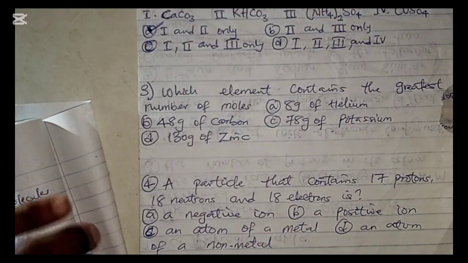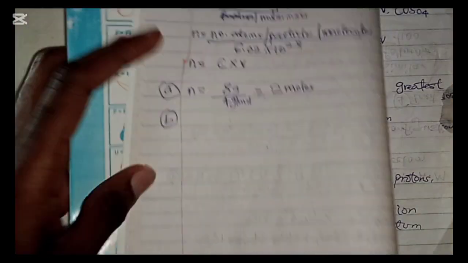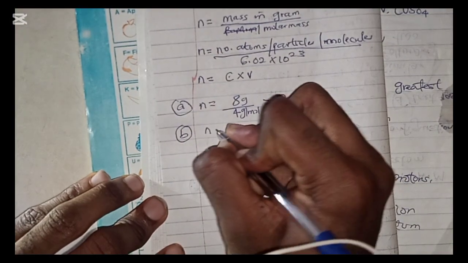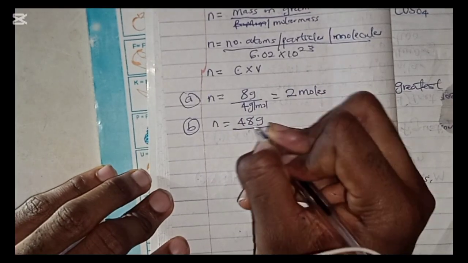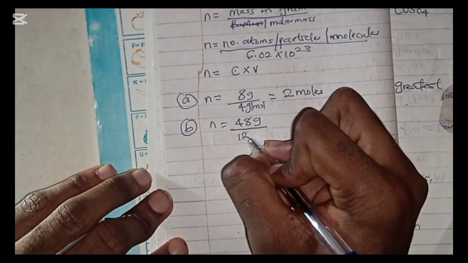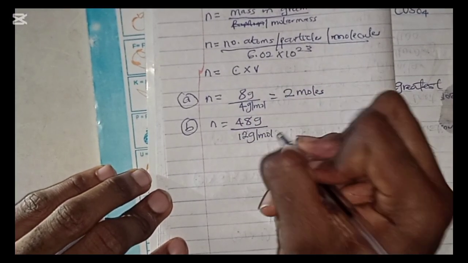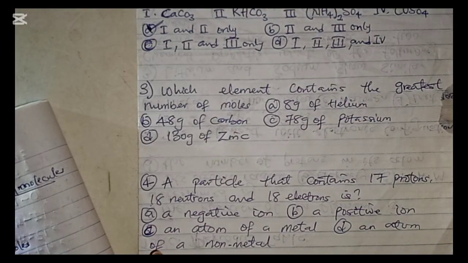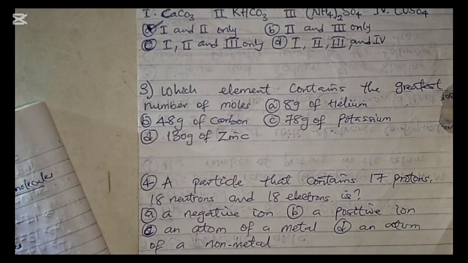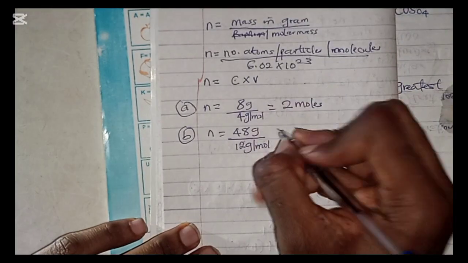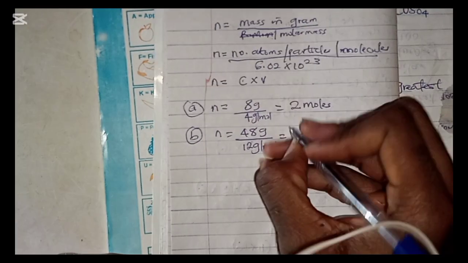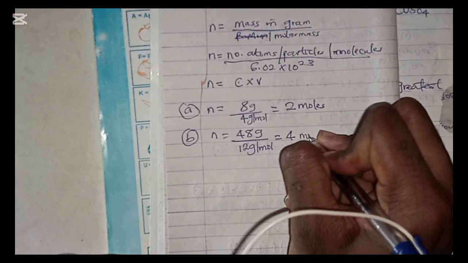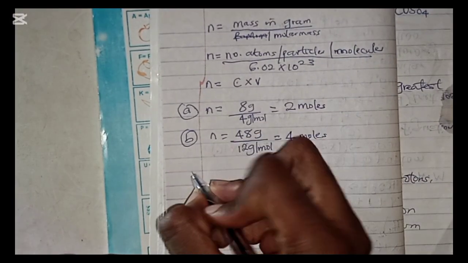Option B says 48 grams of carbon. So the number of moles is equal to 48 grams divided by, what is the molar mass of carbon? It is 12 grams per mole. They gave us the relative atomic mass of carbon the other time as 12, but for molar mass, don't forget to write per mole. So it will be 48 divided by 12. That's 4 moles.